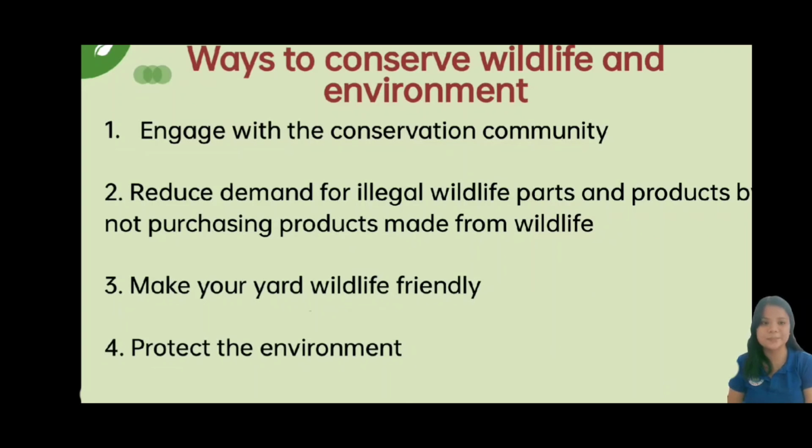Next is to make your yard wildlife friendly. Planting a simple garden provides habitat. And fourth, protect the environment. Preserve the environment in which the animals live.